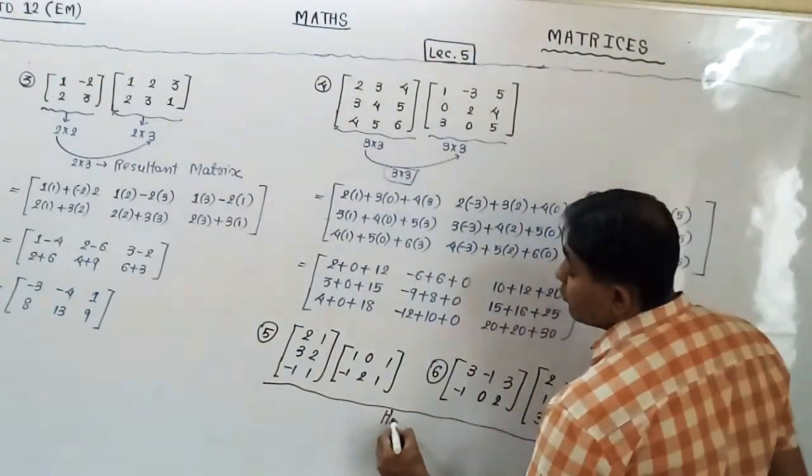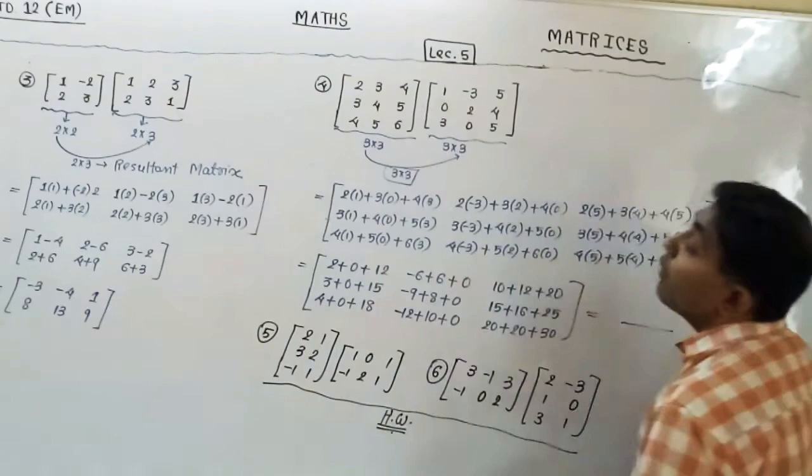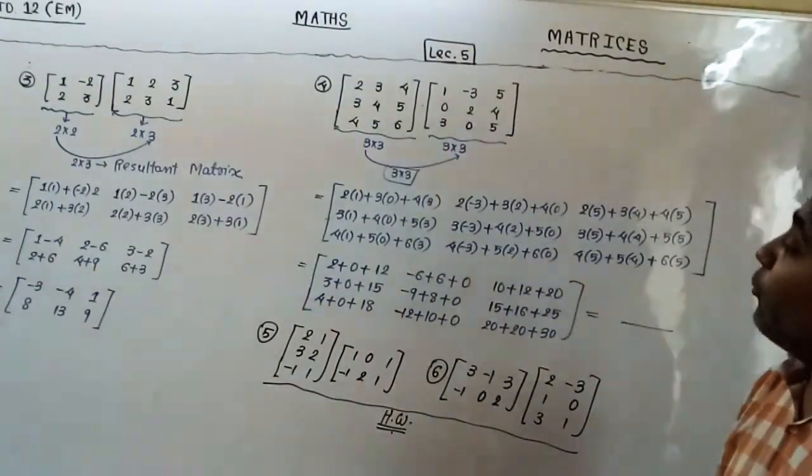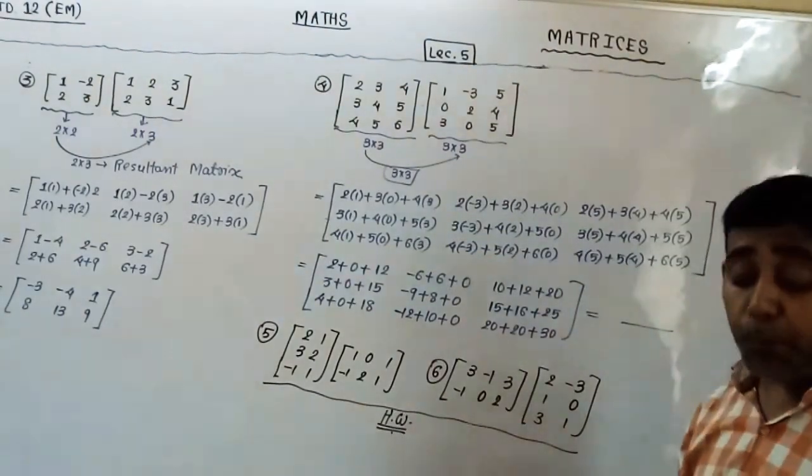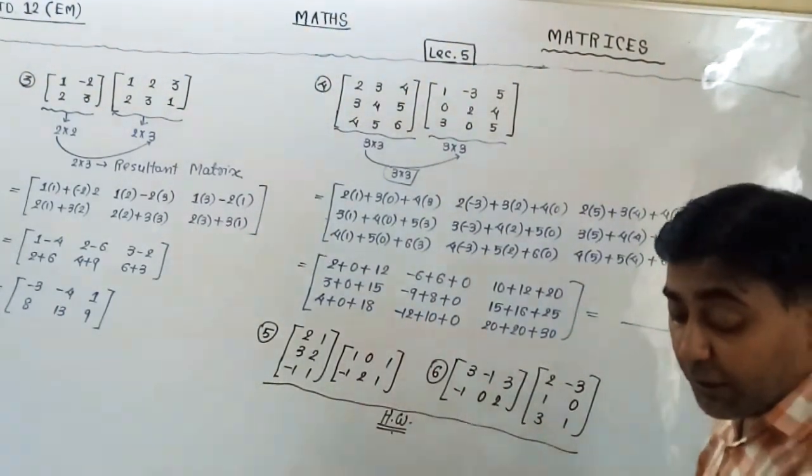I hope you easily solved both. Actually, the method is important. Multiplication is actually an easy task if you understand it properly, otherwise it's difficult to calculate.